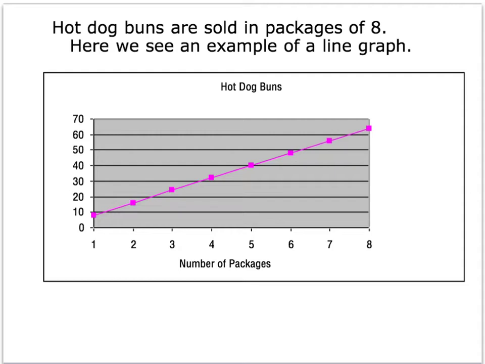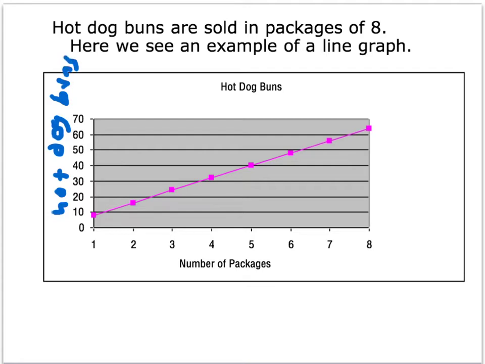And for a line graph, we have two axes. We have an x-axis, and we have a y-axis. The x-axis, as you see here, shows you the number of packages. And the y-axis, as you see here, should have a label on it. It should tell us what? Right, the number of hot dog buns. And then I'll go ahead and write that in there.